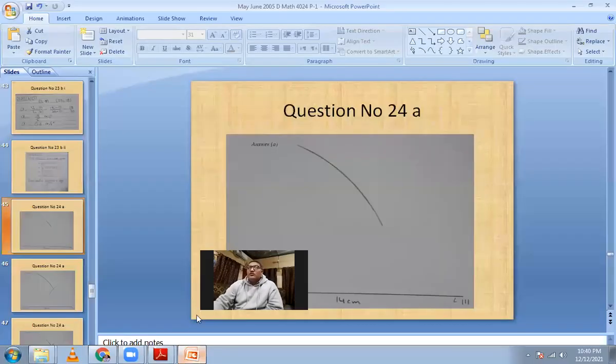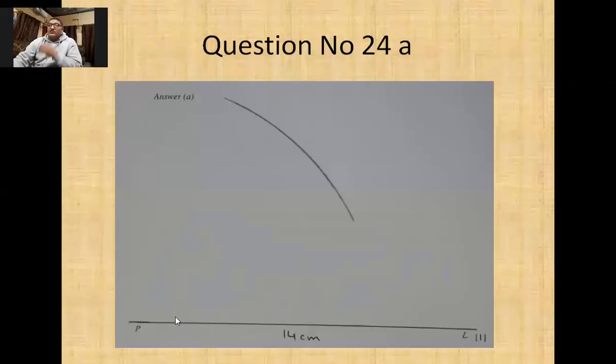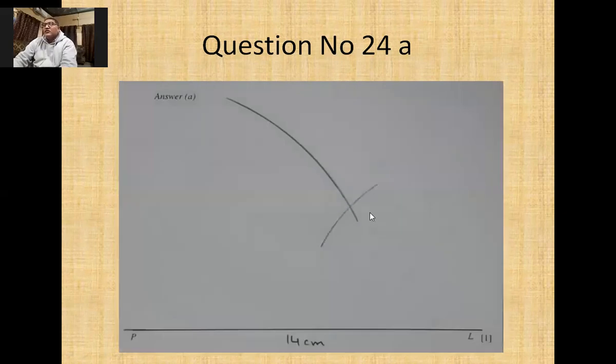So let me show you how I have done this. And here we go, question number 24. So you see, I have opened the compass 10 centimeter. I put the needle of the compass here. I have taken P as the center and I have marked this arc. Then I will open the compass 7 centimeter. I will put the needle of the compass here.